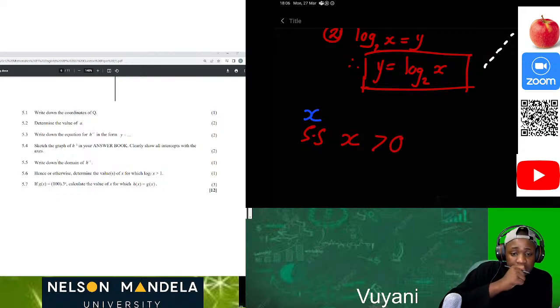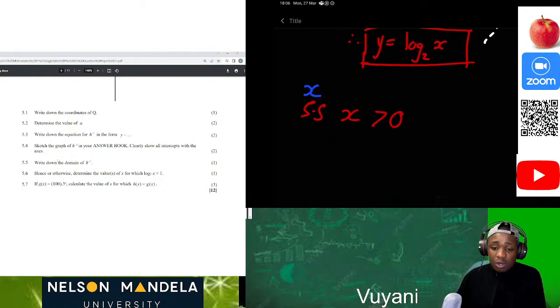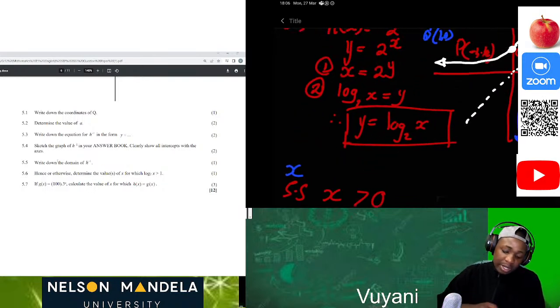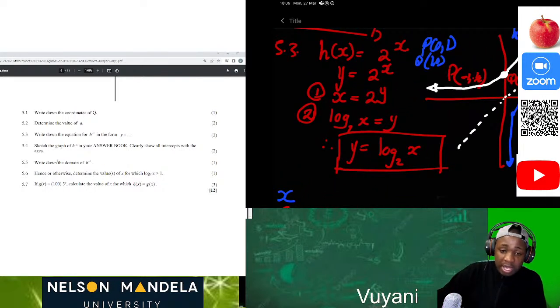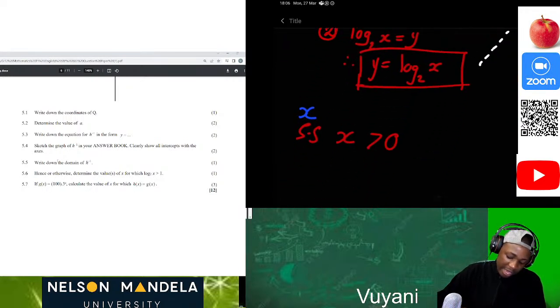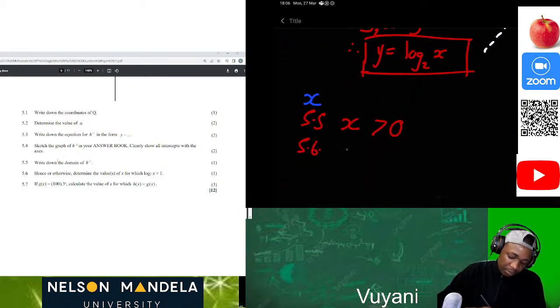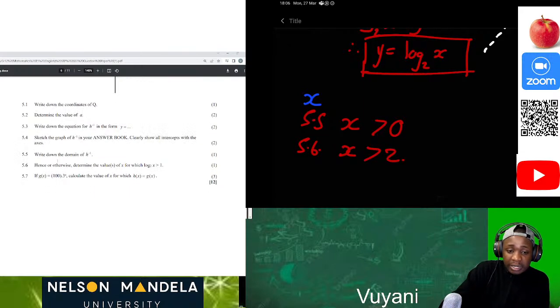Next question. Hence or otherwise determine the values of x for which log base 2 of x is greater than 1. This is easy. Where is the value of x in the inverse function greater than 1? They are greater than 1 for every x greater than 2. We can see that from our graphs.